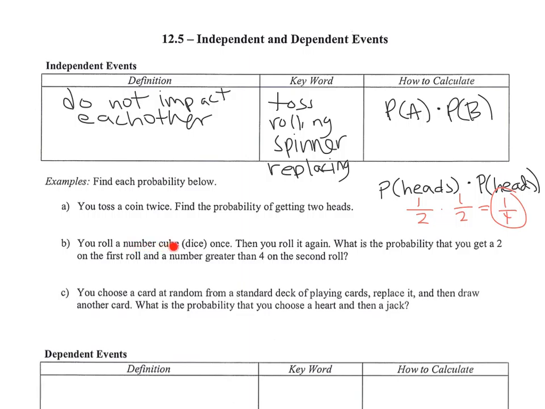Second example, you roll a number cube, a dice, once, then you roll it again. What is the probability that you get a 2 on the first roll and a number greater than 4 on the second roll? So a number greater than 4 would be rolling a 5 or a 6. So you're going to find the probability you get a 2 times the probability you get a 5 or a 6. The probability you get a 2 on a dice is 1/6. And then you multiply it by 2/6, or 1/3, since there are 2 numbers, 5 or 6, on a dice. You can reduce your fraction, so 1/3. So you do 1 times 1 is 1, 6 times 3 is 18. 1/18 is your answer.